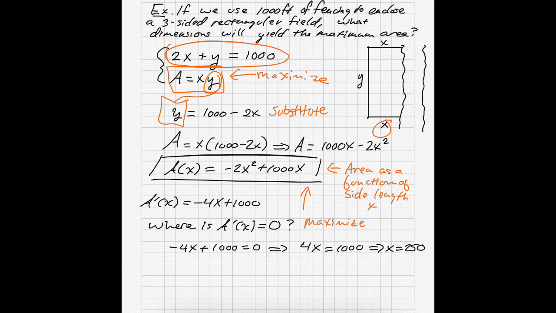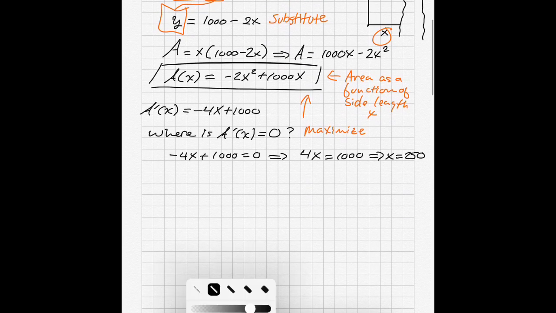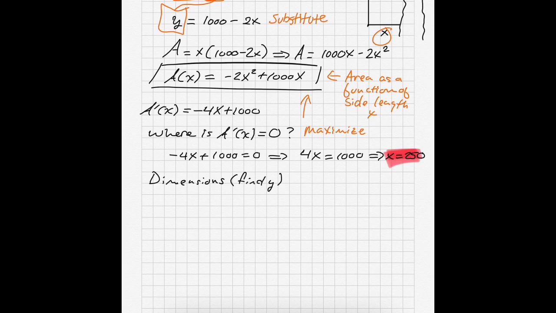Okay, so what does this represent and what am I looking for? Let me look back at the problem statement. I'm looking for what dimensions will yield the maximum area. So I actually have one of those pieces of information. I found the x value. So now if I want the dimensions, I need to also know the other side length, the y side.